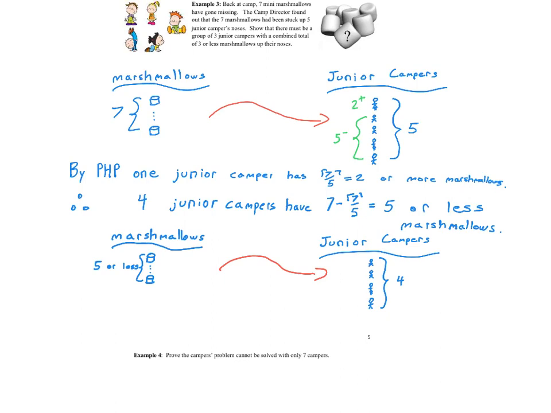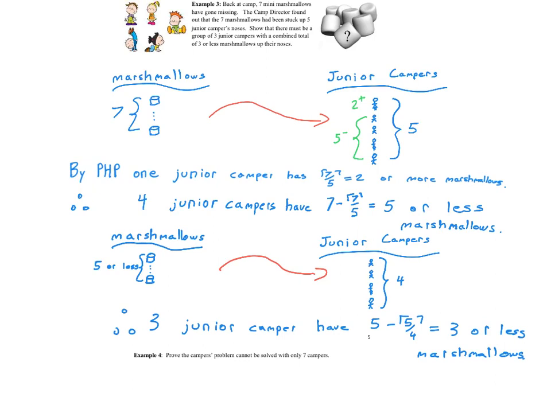So we can make a similar statement from above. 3 junior campers have the total of 5 minus 5 divided by 4 rounded up, which equals 3 or less marshmallows. And that shows exactly what the question asked for.